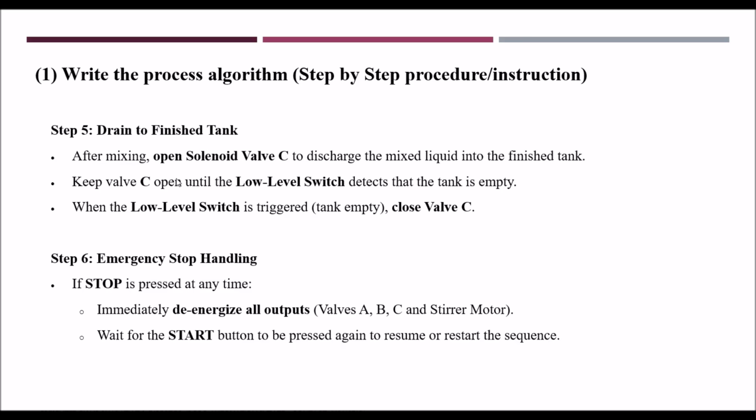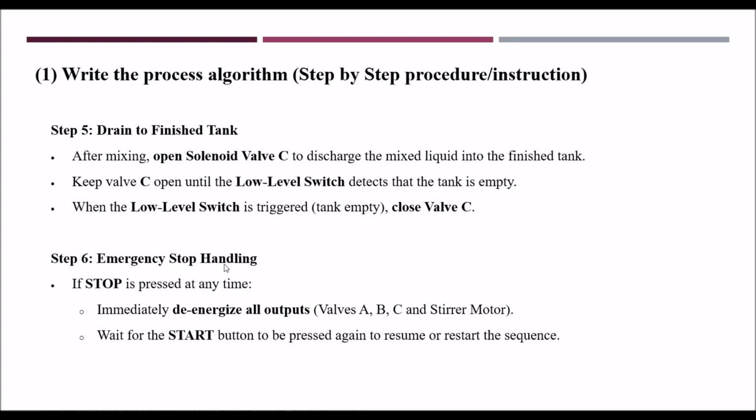That means once mixing of fluid A and B is completed, then we should open valve C to discharge the mixed fluid into the finisher tank. Then keep valve C open until the low level sensor or switch detects the tank is empty. Okay, so once the tank is empty, close valve C.